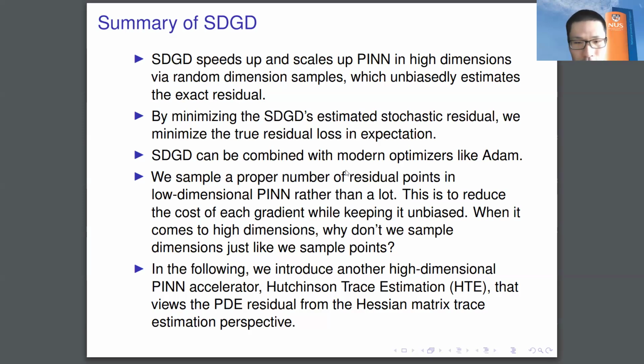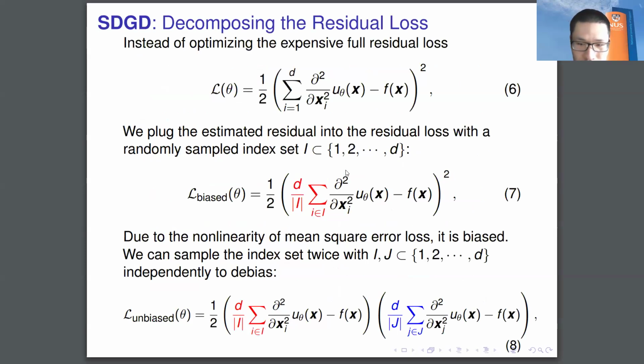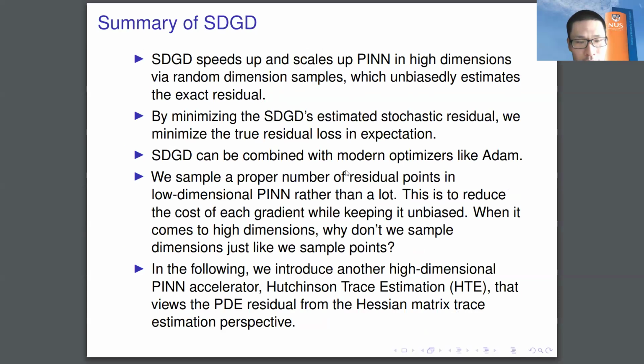So you just need to minimize equation 7 and equation 8. So they are all loss functions. No matter which optimizer, you can choose any optimizer you want. Another key philosophy, as I mentioned, is that we usually sample a proper number of residual points in low-dimensional PINNs rather than a lot. This is to reduce the cost of each gradient while keeping the gradient unbiased.